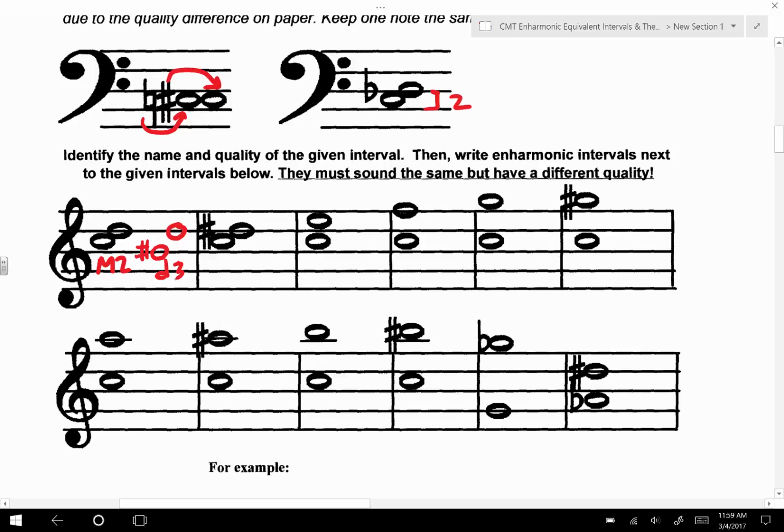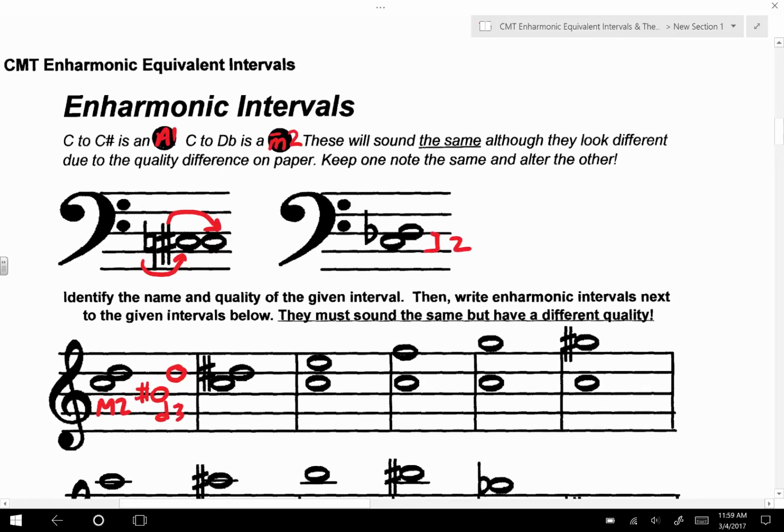That's what you'll need to do in these following examples. Remember that the interval must be inharmonically equivalent, so that if I were to go play it on the piano, they would sound the same. Good luck, college.